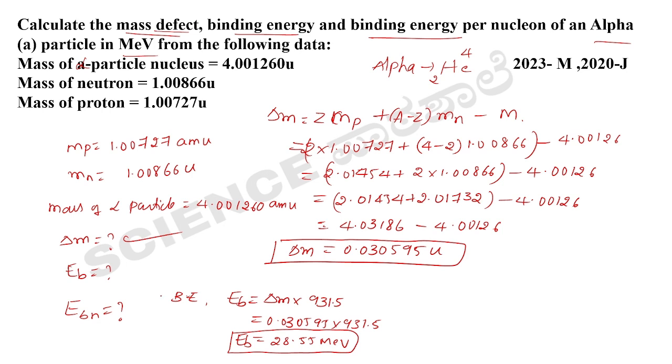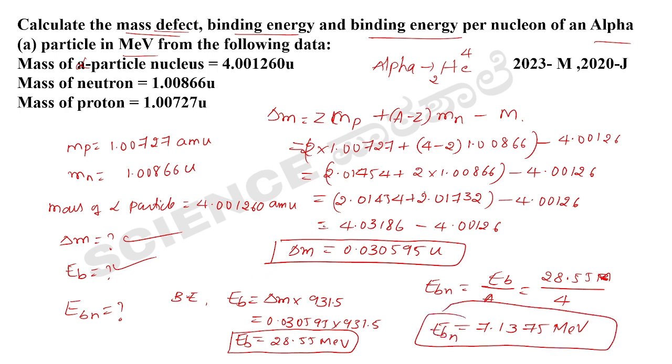Okay, so next, this binding energy is finished. Then what do we have left? The specific binding energy, that is EBN, equal to binding energy per nucleon, EB by A. EB is 28.55 MeV divided by the atomic mass number, that is 4. If we do this, you will get 7.1375 MeV. This is the specific binding energy.